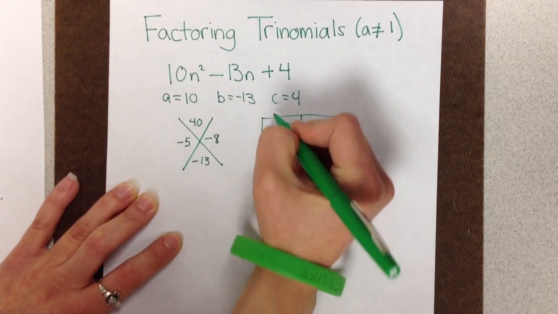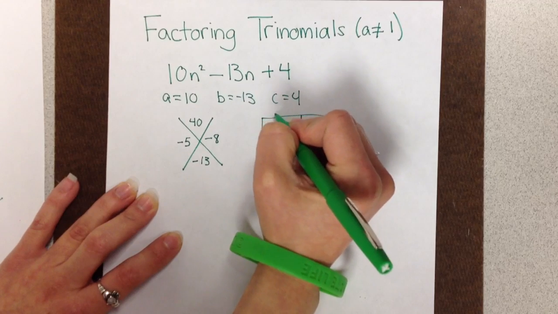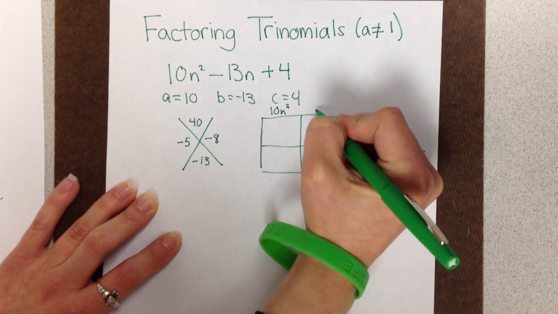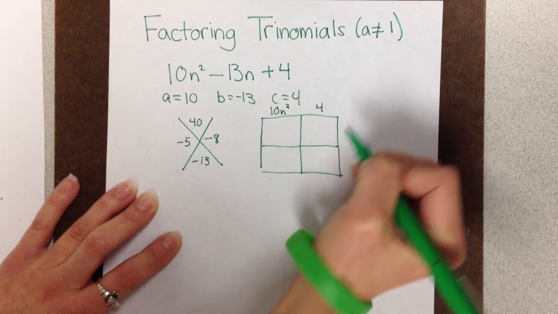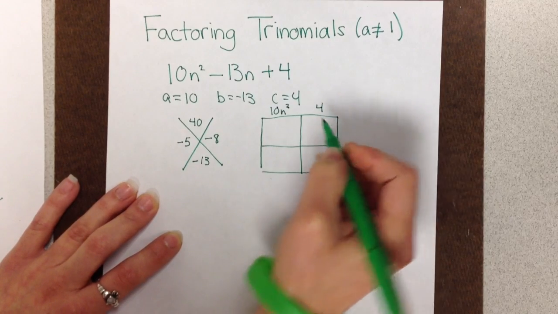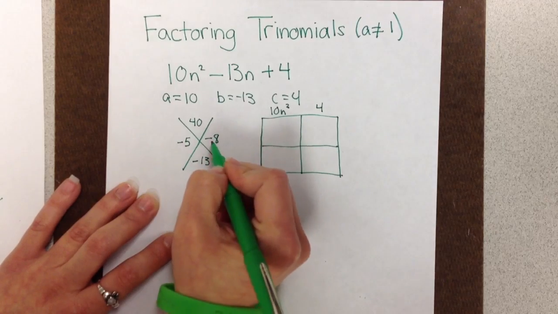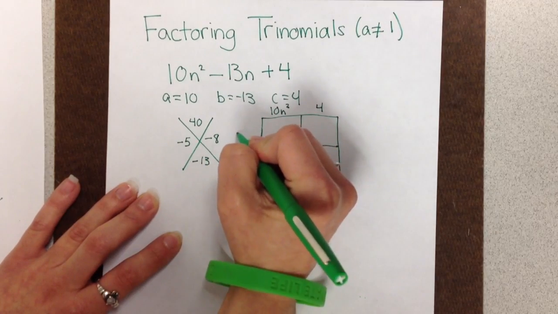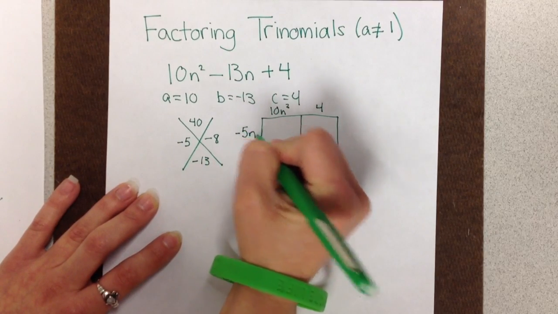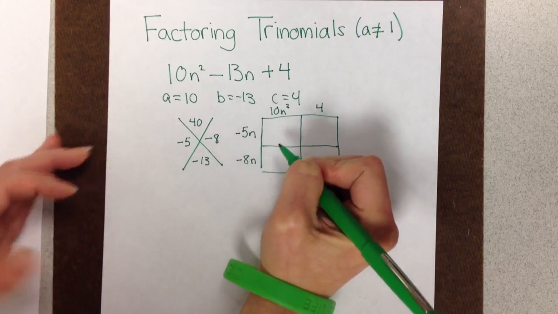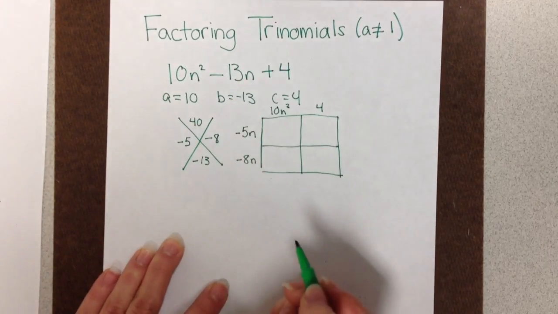In the top left of our box, we put our first term, which is 10n squared. In the top right of our box, we put our c value, or our third term, which is 4. And on the left-hand side of the box, we put the two numbers that we determined from our x. So that would be negative 5n and negative 8n, because that's what's going to determine our middle term.